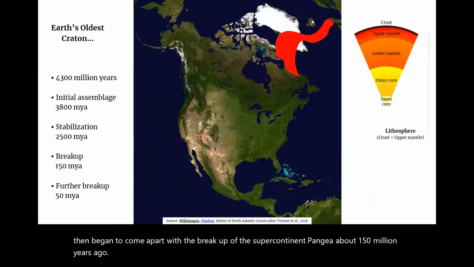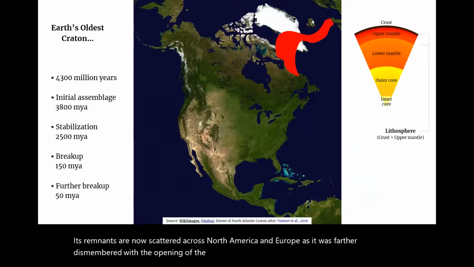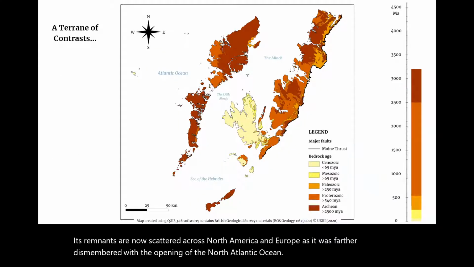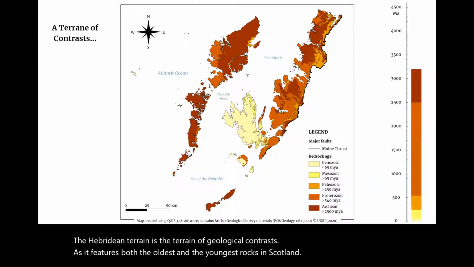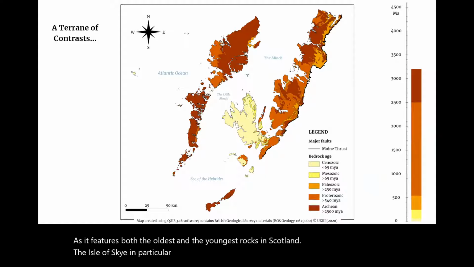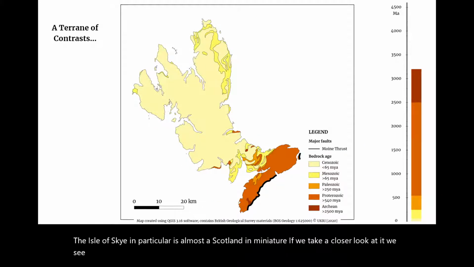Its remnants are now scattered across North America and Europe, as it was further dismembered with the opening of the North Atlantic Ocean. The Hebridean Terrane is a terrane of geological contrasts, as it features both the oldest and the youngest rocks in Scotland. The Isle of Skye in particular is almost like a Scotland in miniature. If we take a closer look at it, we see that on its relatively small area, it has rocks representative of all major divisions of geologic time.